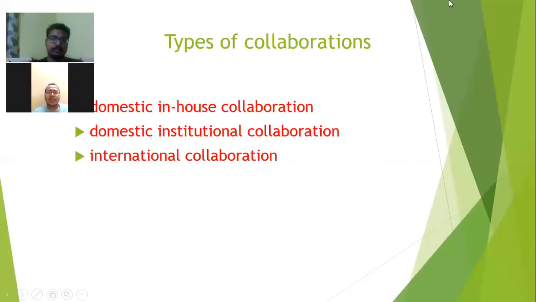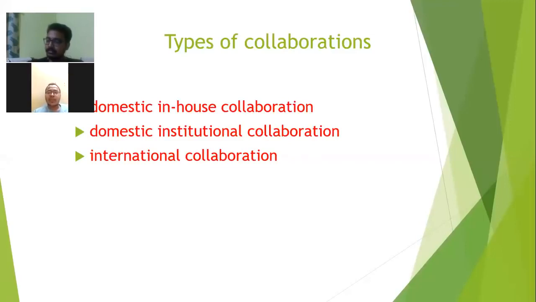At the same time, if someone is collaborating with someone who is not from that particular domain, but from another domain, in that case also you can do the collaboration, and you can do interdisciplinary research. Just now I'm giving one example related to that. Nowadays, a lot of mechanical people collaborate with computer science people.